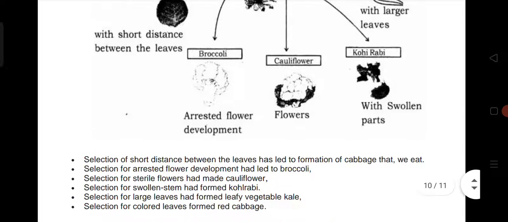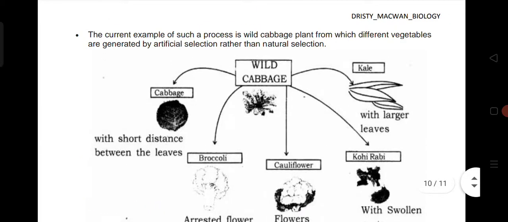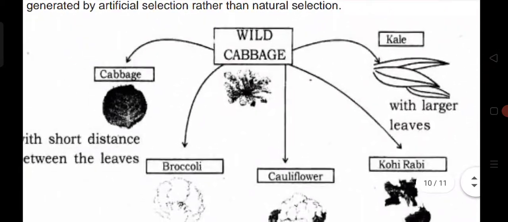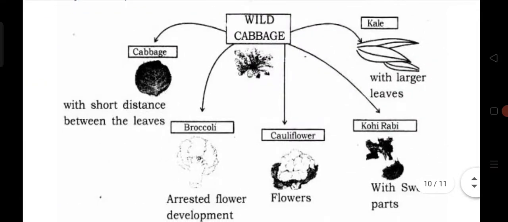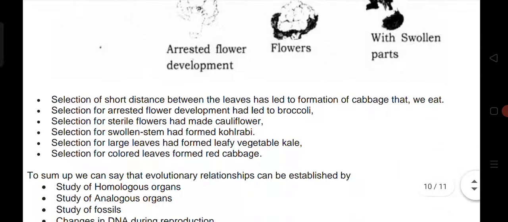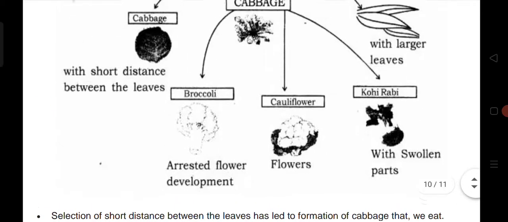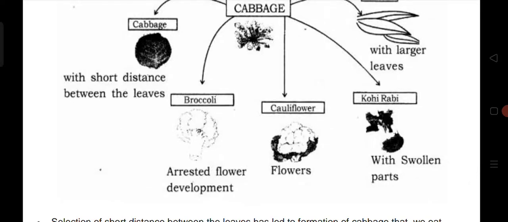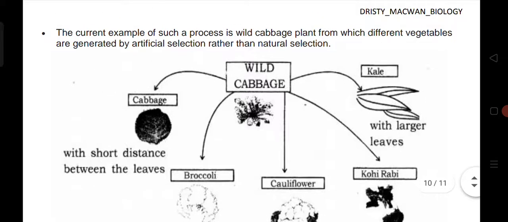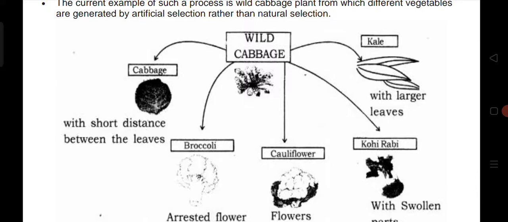So the first one says that selection of short distance between the leaves has led to the formation of the cabbage that we eat, right? The cabbage which we eat on a daily basis. Comparatively the leaves of this plant are closer to each other, so it is the cabbage. Next is selection for arrested flower development, which led to broccoli. So you can see here, this is the arrested flower development, that is the flower is not developing further, and for this reason this wild cabbage is transforming itself into broccoli.